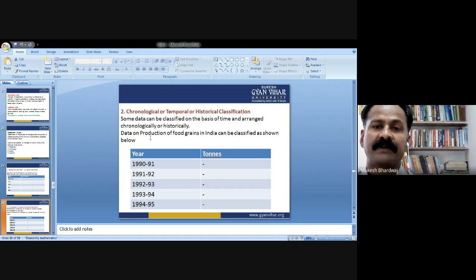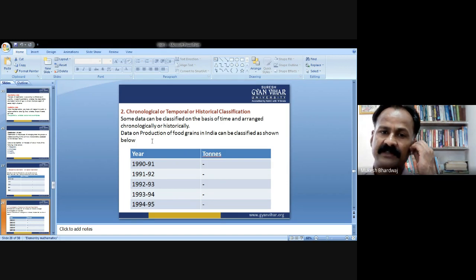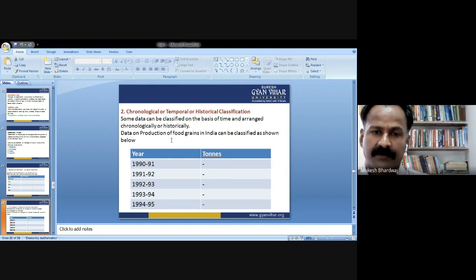Now, chronological or temporal or historical classification. Chronological means on the basis of time. When you arrange the data on the basis of time sequence, that is known as chronological classification. Some data can be classified on the basis of time and arranged chronologically or historically. For example, data on production of food grains in India can be classified as shown below. In 1991, how many tons? In 91-92, how many tons? In 92-93, how many tons? 93-94, and so on. So this is the chronological classification of data.